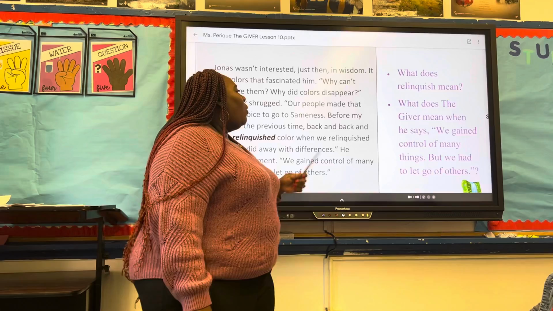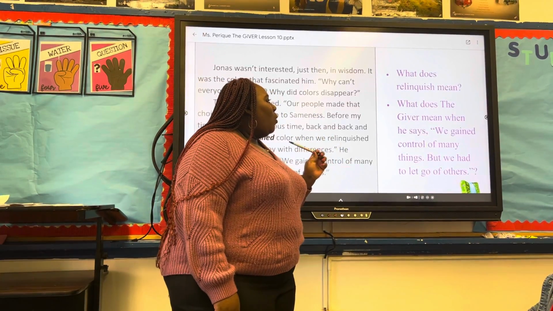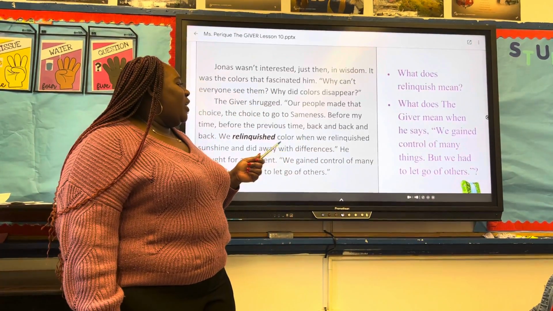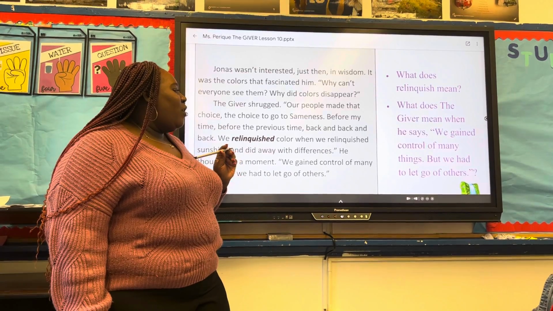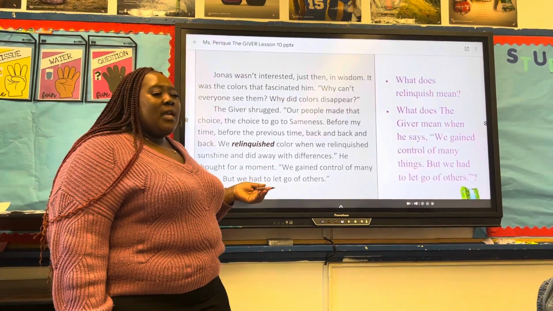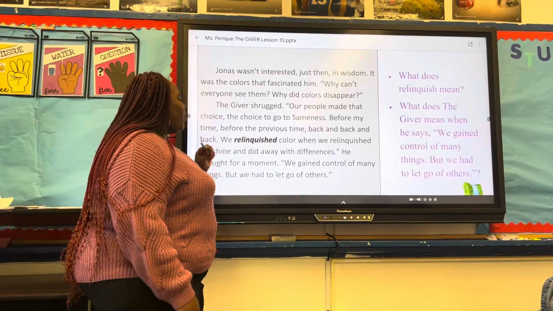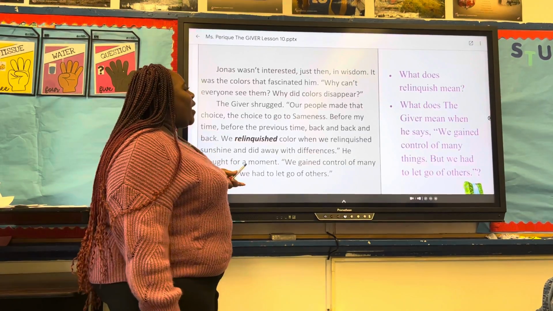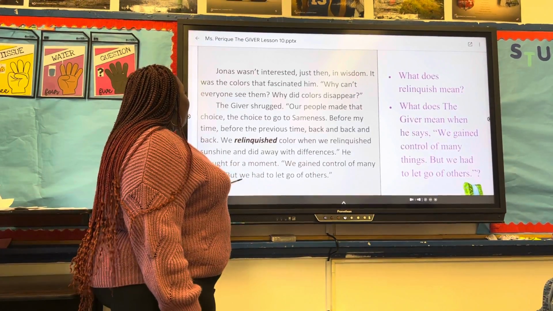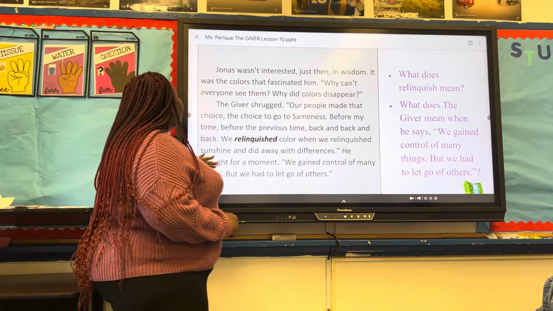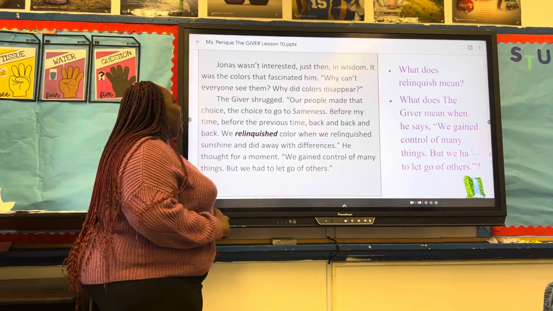read it, okay? What does relinquish mean? What does the giver mean when he says we gain control of many things, but we had to let go of others? So now I read the questions. So now we know what we're looking for, right? Right, Jamie? So follow along as I read the excerpt.